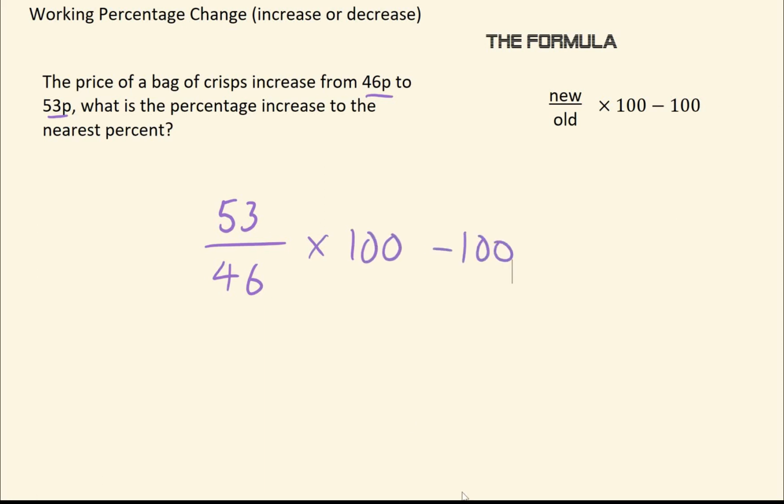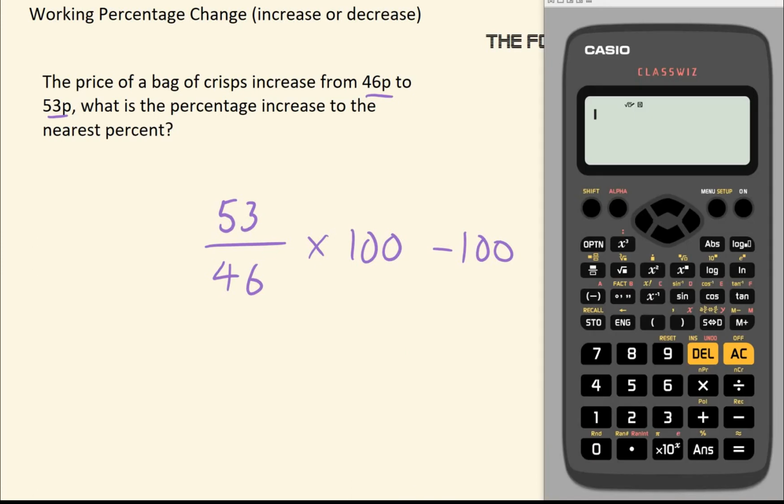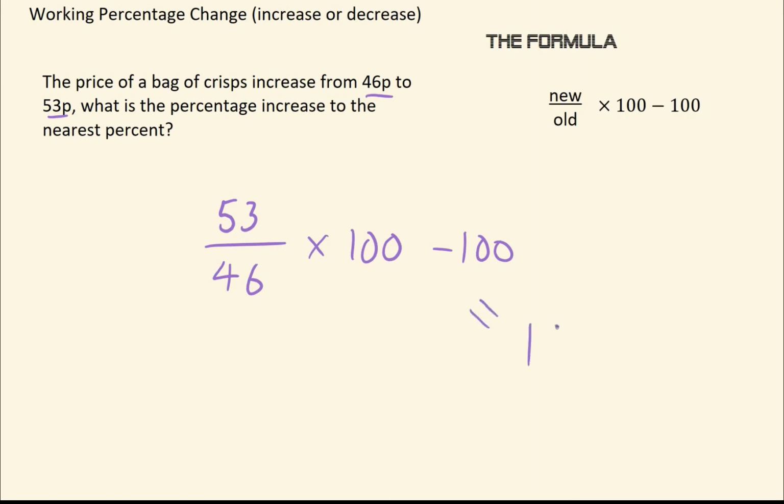And all you need to do is go to your calculator and type that straight in. So get the fraction in, and I just want it to look exactly the same as I have written down there. So 53 over 46 times 100 minus 100. That gives us, as a decimal, 15.2%. It wants just the nearest percent, so that would give us 15% when you round to the nearest whole number.